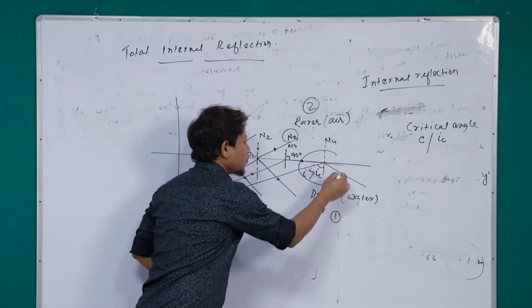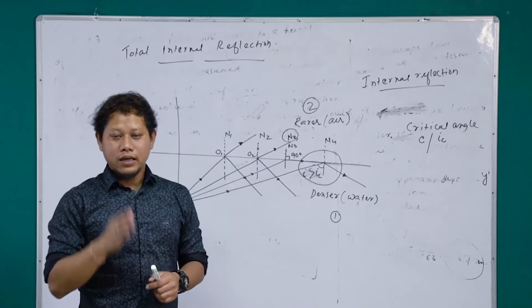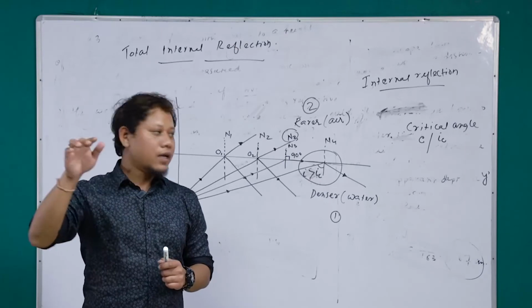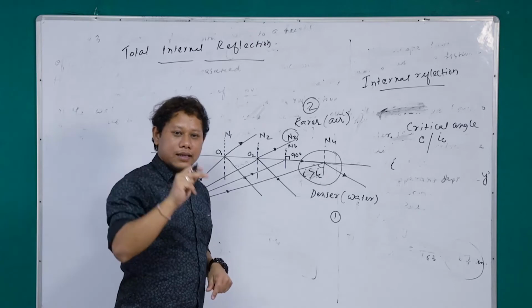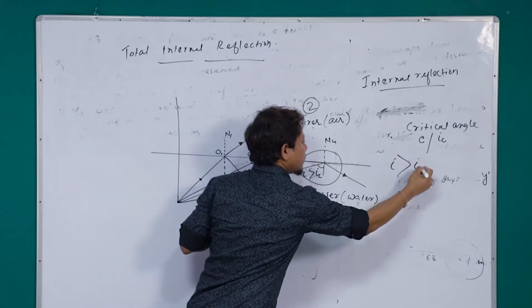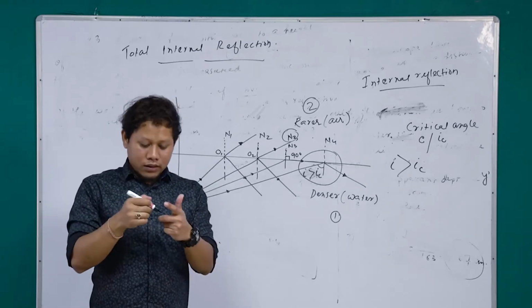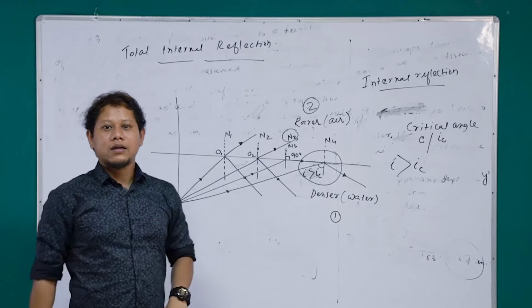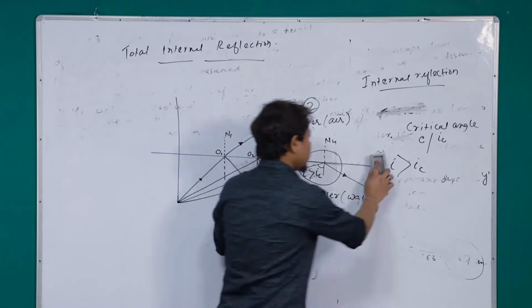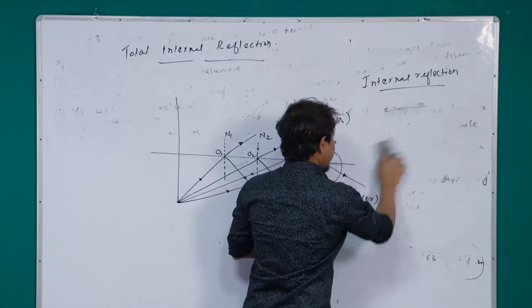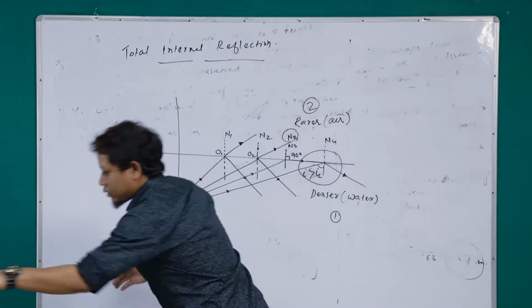This case is called what? Total internal reflection. So what is total internal reflection? When the ray of light is incident at an angle greater than the critical angle, all the rays will suffer reflection. That kind of reflection is known as total internal reflection. So the definition is important. I'll write the definition on the board.